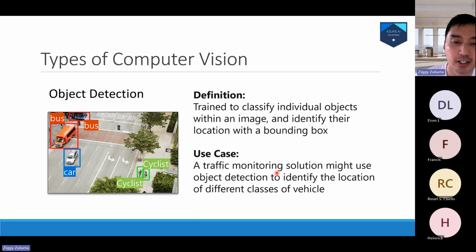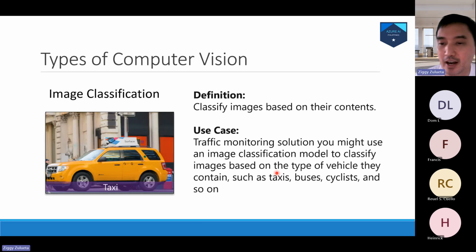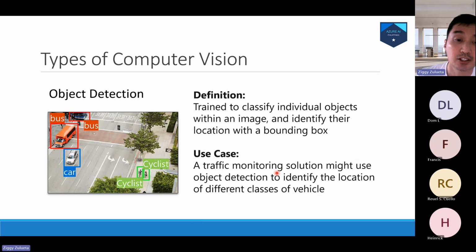Image classification earlier would classify what the image is. So it will look at the content and then from there classify it. In this example, it's a taxi. Object detection is going further, actually deeper than image classification.